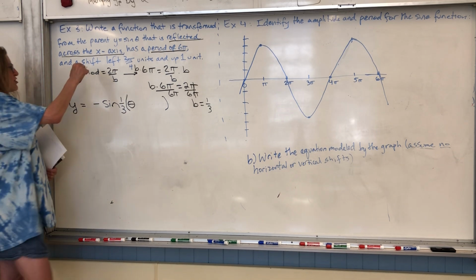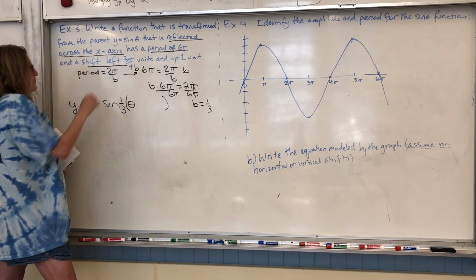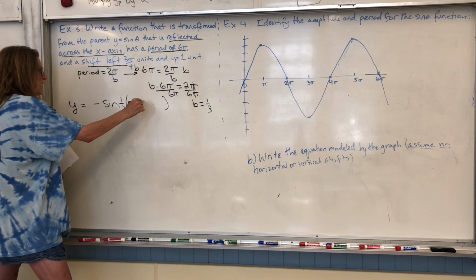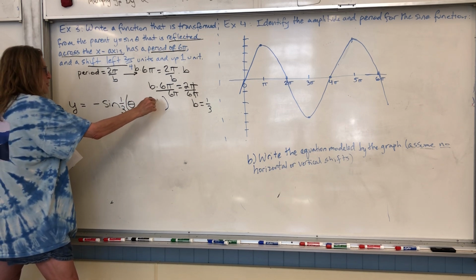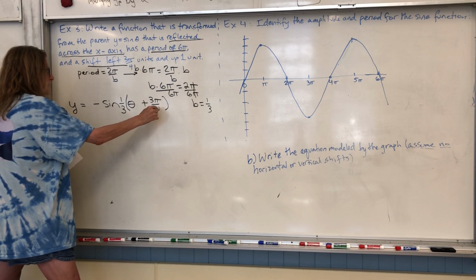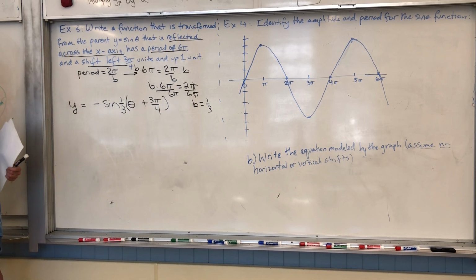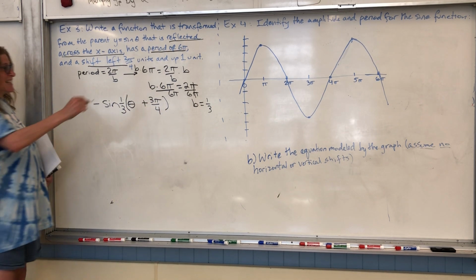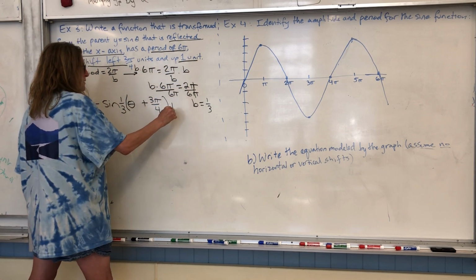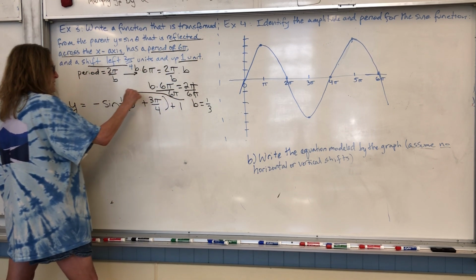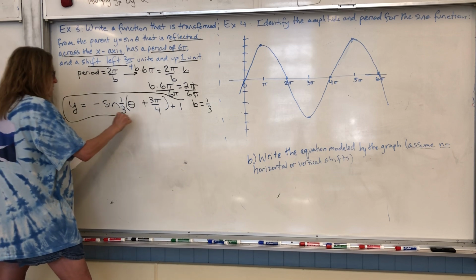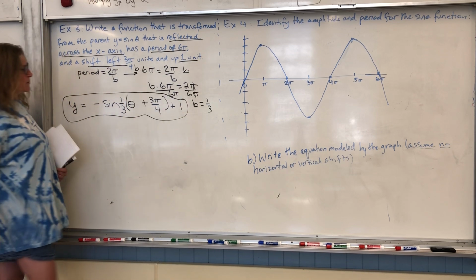It says there's a shift left 3 pi over 4. So remember that weird thing, even though it's left, that's going to say plus 3 pi over 4. Sorry, I didn't leave myself enough room here. And then it says it's up 1 unit. So I'm going to have a 1 on the end. So this is my equation based on that description.